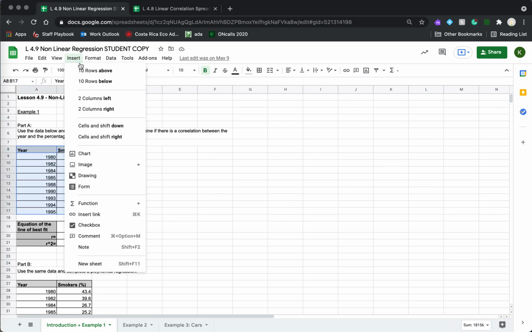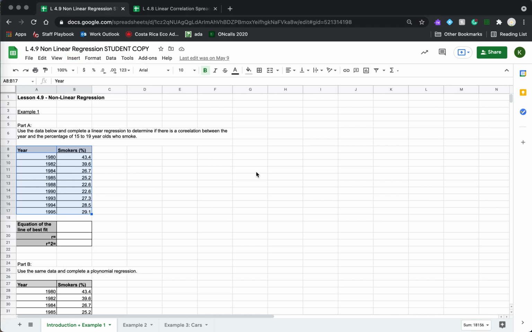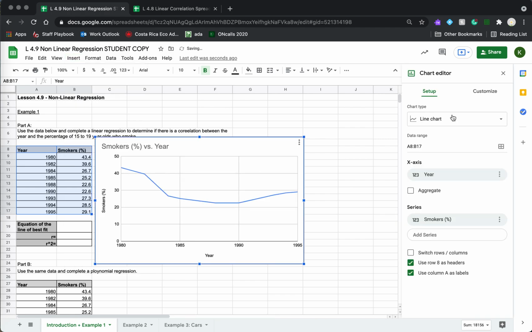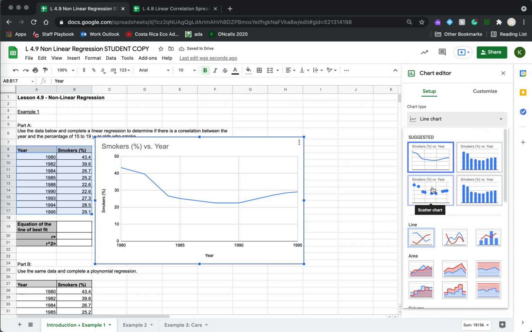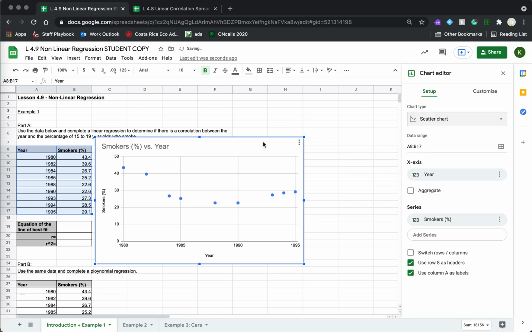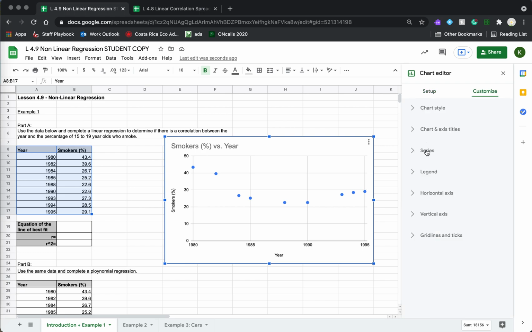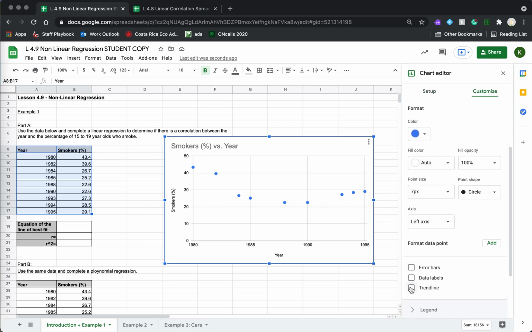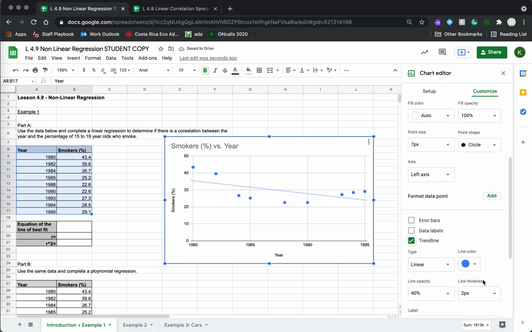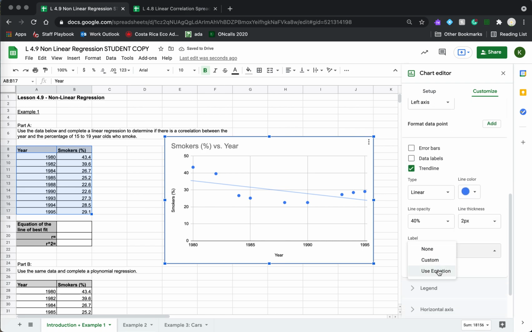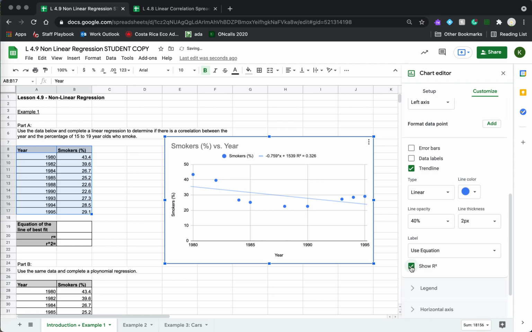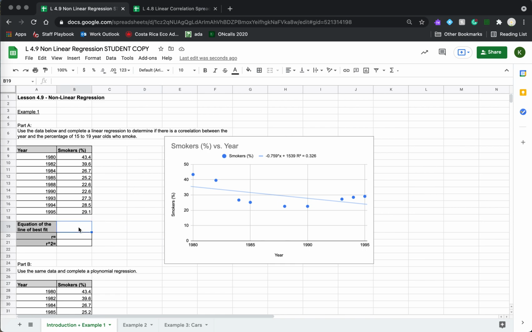Then I'm going to go insert chart. And it didn't realize I wanted a scatter plot, so I'm just going to switch to that. I move this over a little bit, and now I want my trend line. So I go to Customize, Series, Trend Line. There's my trend line, and then as always, I want to label with my equation and show my R squared. So there's my chart.